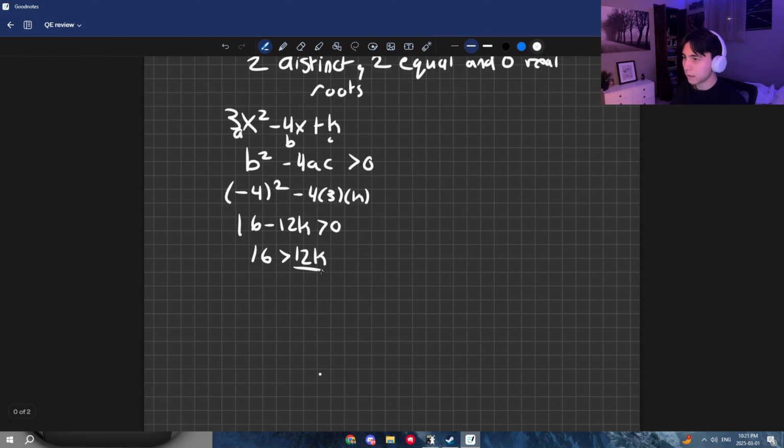And you divide both sides by 12 to isolate for k. You get 16 over 12, which just turns into 4 over 3, meaning that k has to be less than 4 over 3. So what this means is our value of c has to be less than this number, 4 over 3, to produce two distinct solutions.